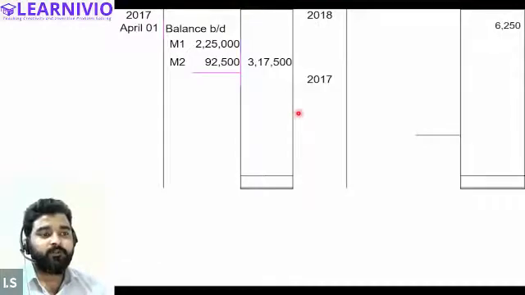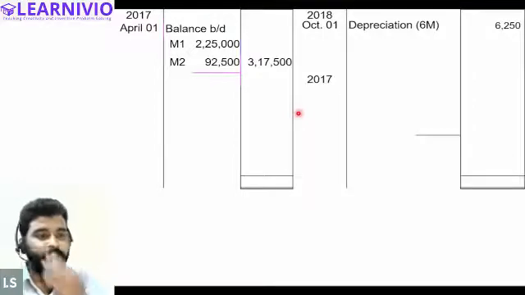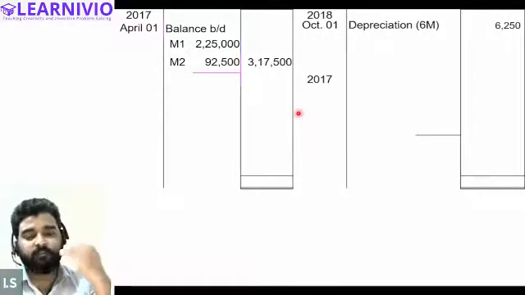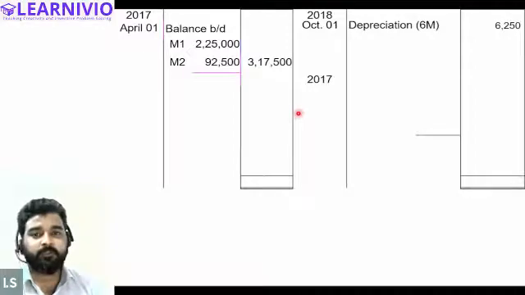Now in this year, we won't be charging 12,500 as depreciation because we are selling the machinery in the middle of the year. We are selling the machinery within 6 months.